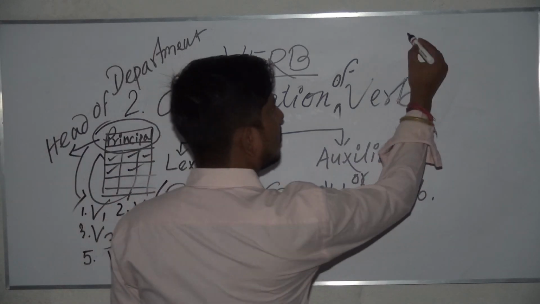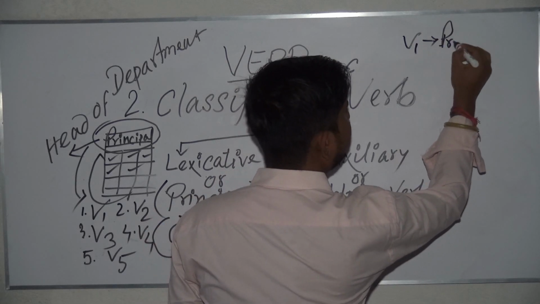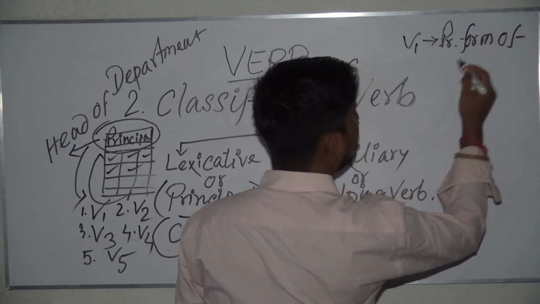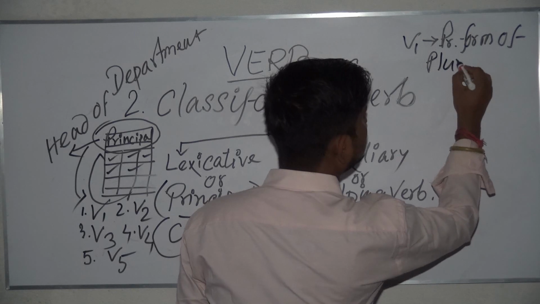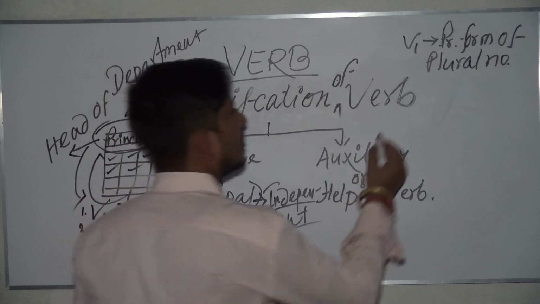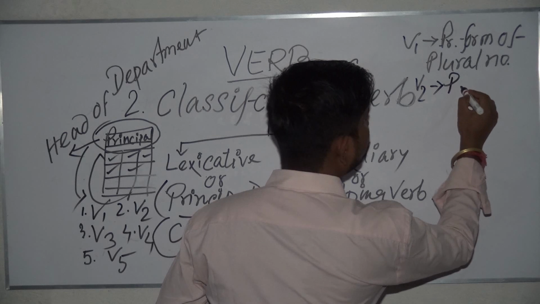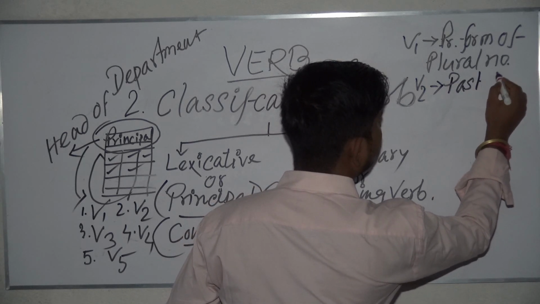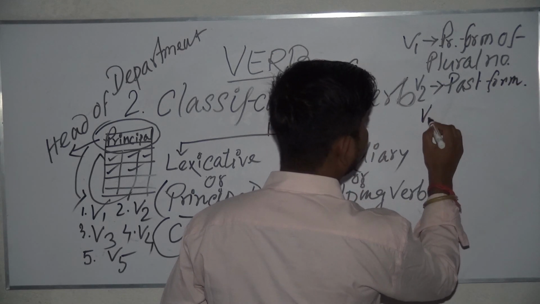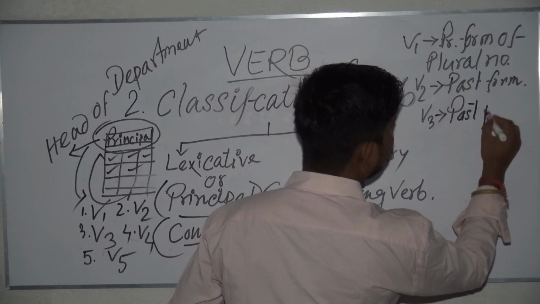Number 1, V1, present form of plural number. V2, past form. V3, past participle form.